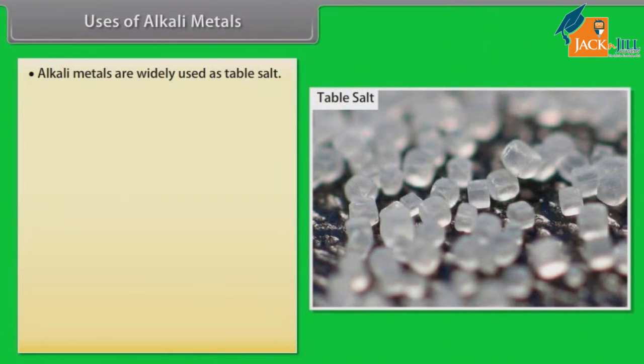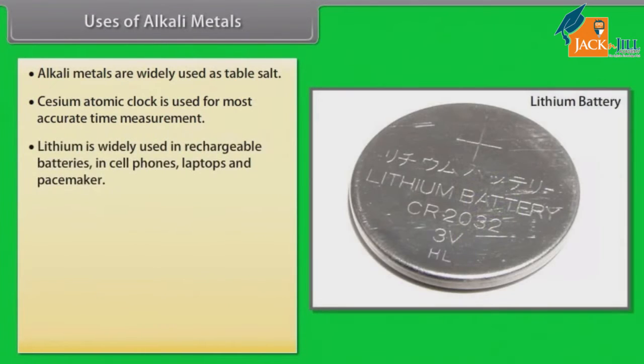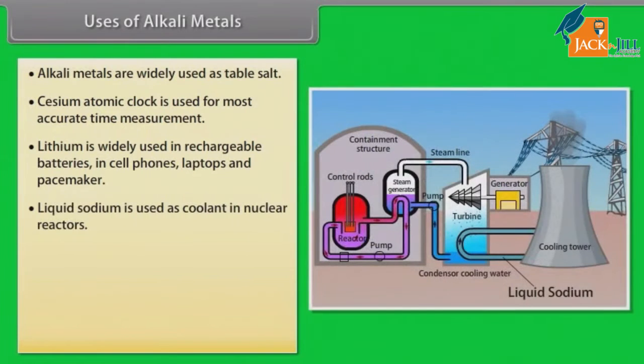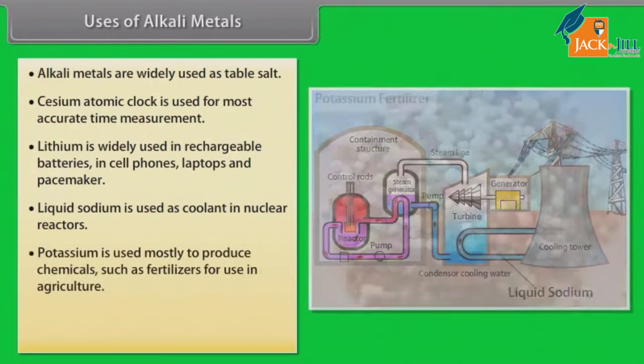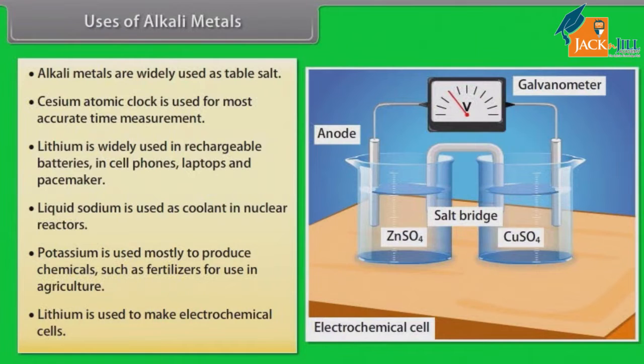Uses of alkali metals. Alkali metals are widely used as stable salts. The caesium atomic clock is used for the most accurate time measurement. Lithium is widely used in rechargeable batteries, in cell phones, laptops and pacemakers. Liquid sodium is used as coolant in nuclear reactors. Potassium is used mostly to produce chemicals such as fertilizers for use in agriculture. Lithium is used to make electrochemical cells.